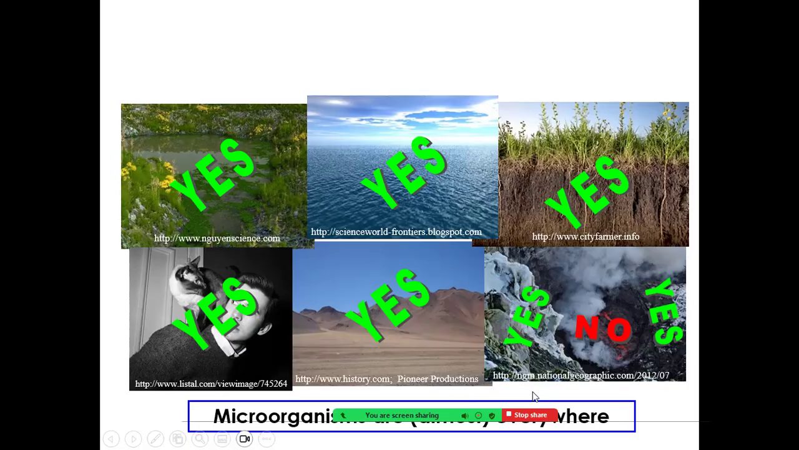Any question about any of that? So you find microorganisms essentially everywhere on the planet Earth, with one exception: where lava is actually flowing or existing.